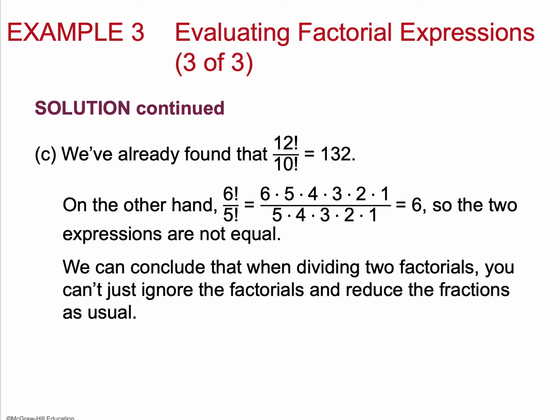In part C, I already know that 12 factorial divided by 10 factorial is 132. On the other hand, if I think about 6 factorial divided by 5 factorial, there's no way that that's going to be equal because I'm not multiplying the same things. So when dividing 2 factorials, you can't ignore the factorial and just say that 6 divided by 5 reduces to something else. So 12 factorial over 10 factorial does not follow fraction reduction rules. It is not equal to 6 factorial divided by 5 factorial. So the big takeaway here is you cannot reduce fractions with factorials in them.